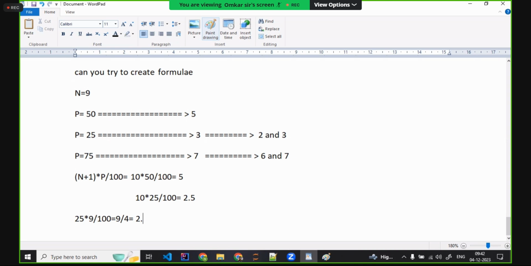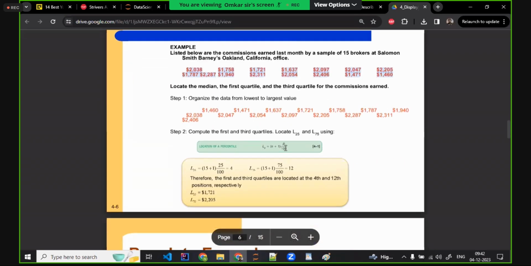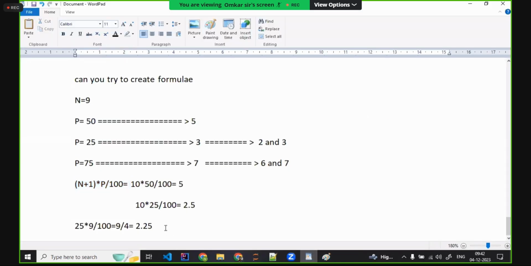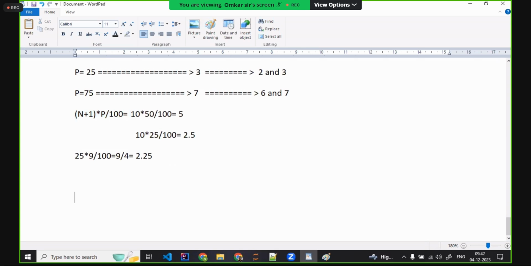9 by 4 is 2.25. You are wrong, Arun. Everything should be valid. So 9 by 4 is 2.25. Correct. So n plus 1 into p by 100 is the correct answer. Let's see what is there in the PPT. Yes, n plus 1 into p by 100 is the correct formula.